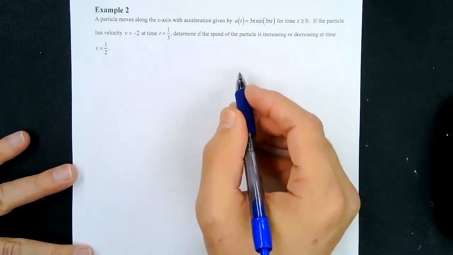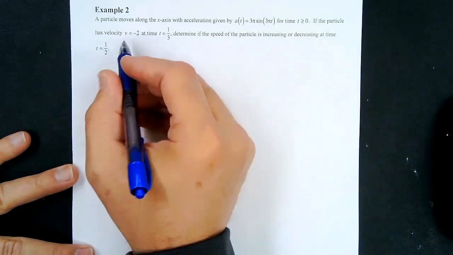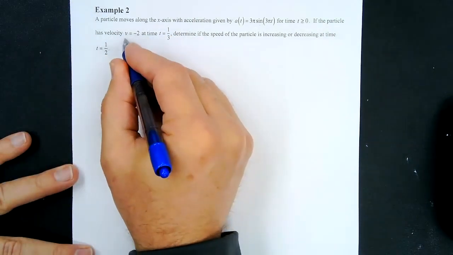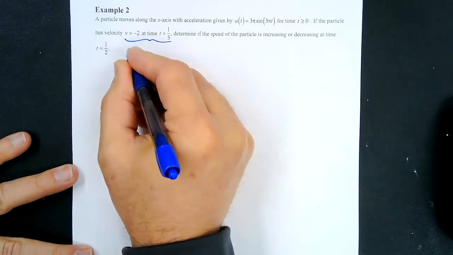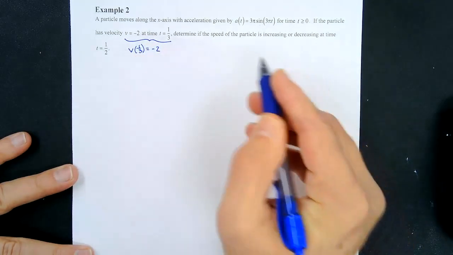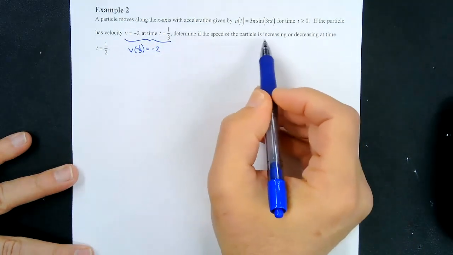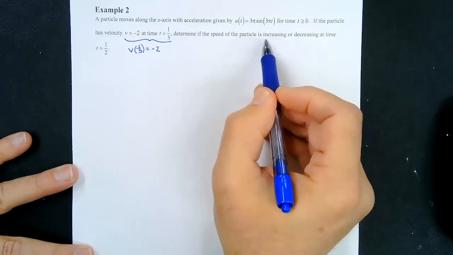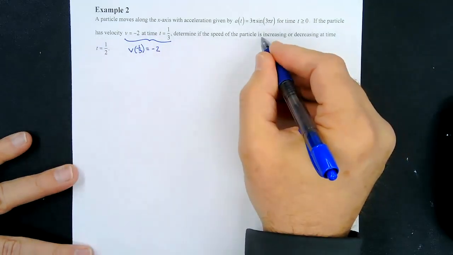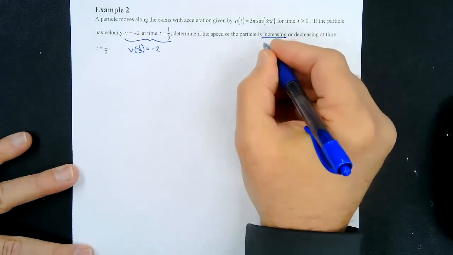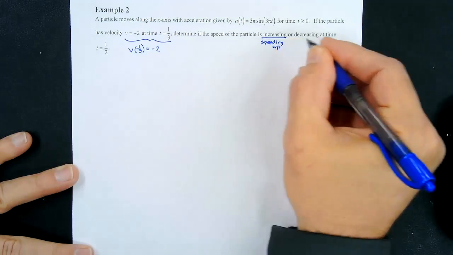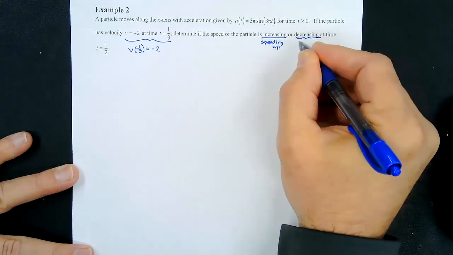All right. So what this is giving us right here is a velocity, like I just said in the previous example, right? So this part of the question is telling us v of 1/3 is equal to -2. And we want to figure out, okay, is the speed of the particle increasing or decreasing at time t equals 1/2? So we want to find something out about 1/2, right? And is it increasing? Well, speed increasing means speeding up. And decreasing means slowing down.